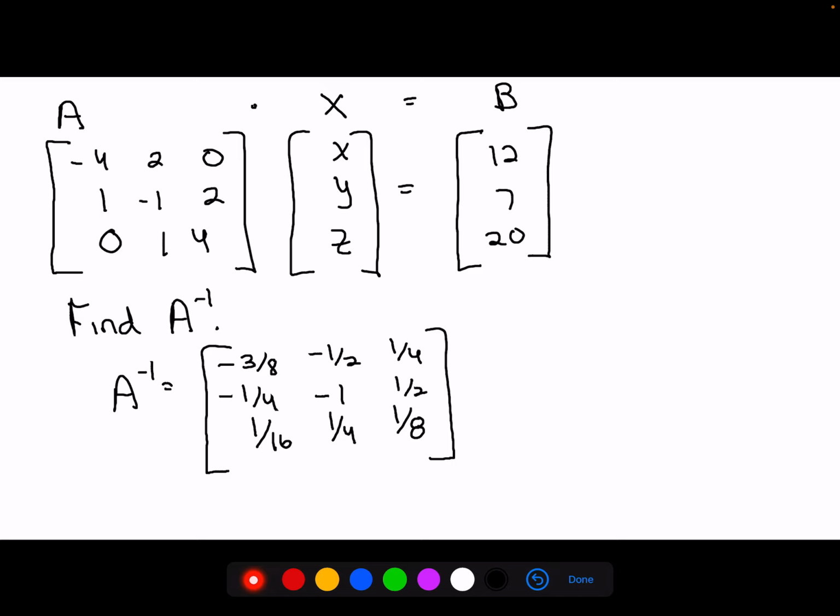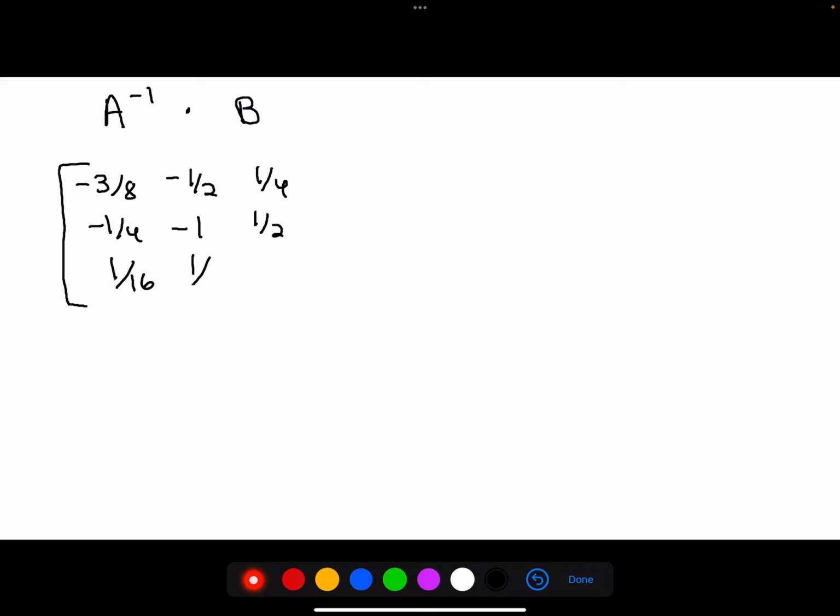Just making sure I copied everything correctly before I move to the next slide. Okay, so we're going to take the inverse matrix A times B. So we're going to take -3/8, -1/2, 1/4, -1/4, -1, 1/2, 1/16, 1/4, 1/8, and we're multiplying that with the column matrix 12, 7, 20.